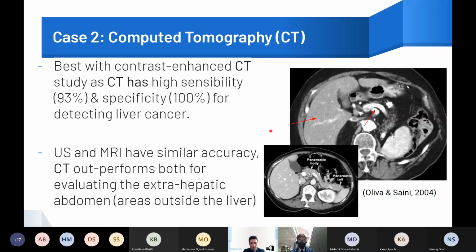And what's known is that ultrasound and MRI seem to have very similar accuracy when imaging the liver, but CT outperforms both of them for evaluating the abdomen outside the liver as well. So you can use ultrasound and MRI for this, but they're not as accurate as CT for the same reasons that we've talked about before. For ultrasound and for MRI, there's just not enough contrast of hydrogen atoms and differential composition of water in the abdominal tissues for it to have very specific accuracy. So CT does outperform all of them.